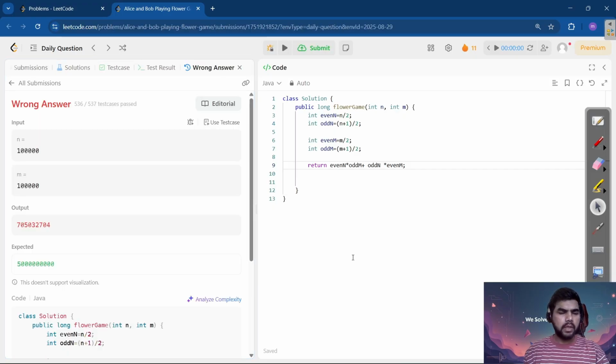Okay, we got one answer as wrong. I think because we've not converted into long, so we'll just take long for everything. Okay.